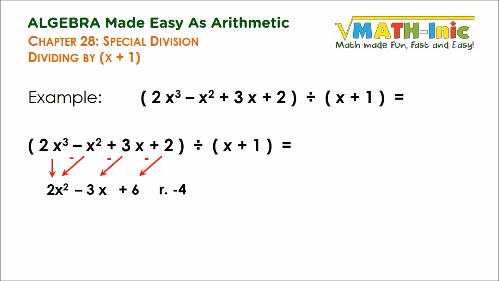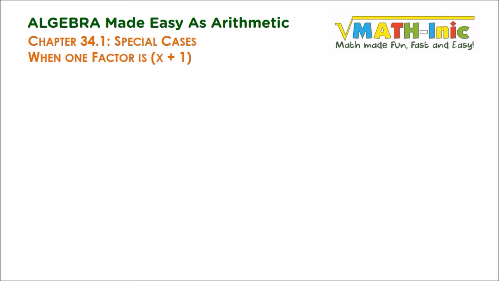2x cubed minus x squared plus 3x plus 2 divided by x plus 1 is 2x squared minus 3x plus 6, remainder negative 4. Or you may also write it as 2x squared minus 3x plus 6 minus 4 over x plus 1. Chapter 34.1 discusses some special cases.